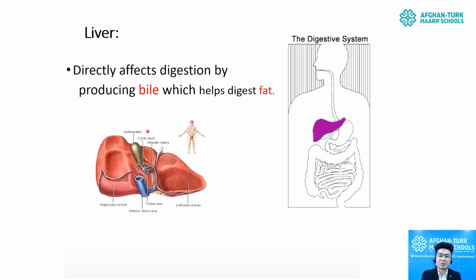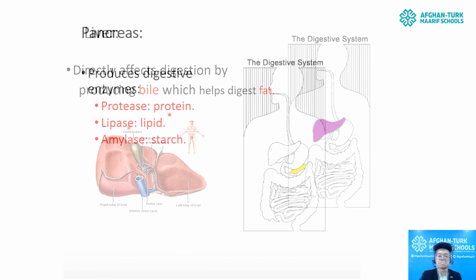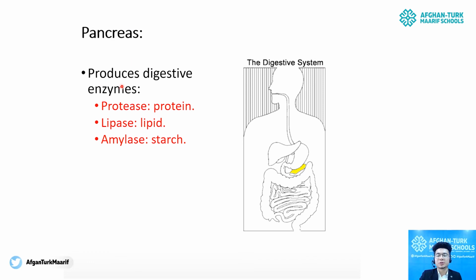The second accessory organ present inside our body is the liver, which directly affects digestion by producing bile, which helps digest fat. Pancreas. It produces digestive enzymes inside our body in order to help the digestive system. For example, protease to digest the protein and break it down into smaller pieces, which are called amino acids. Lipase, which is used for digesting lipids, and also amylase, which is used for digesting starch.